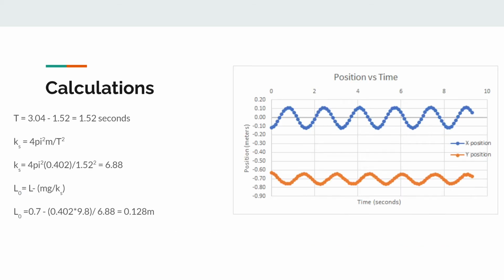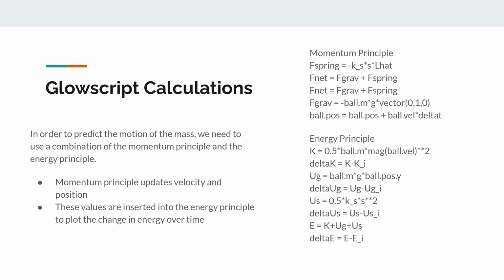So for some initial calculations that I made after tracking the position versus time, I found the period, which is the time it takes for it to move one oscillation, the spring constant, and the initial length. And these are all required for calculating the updated position and for calculating the energy as the mass progresses.